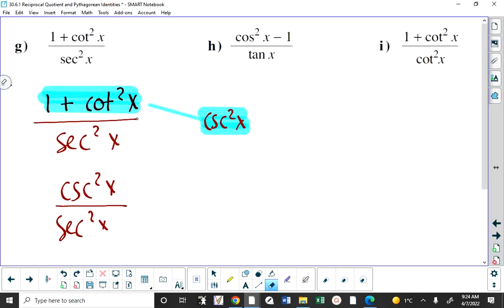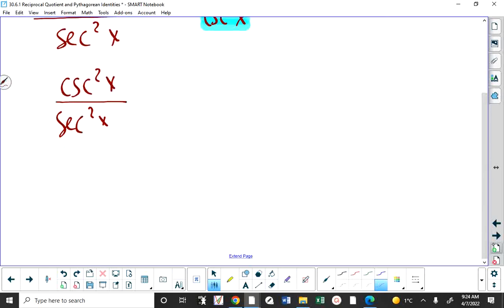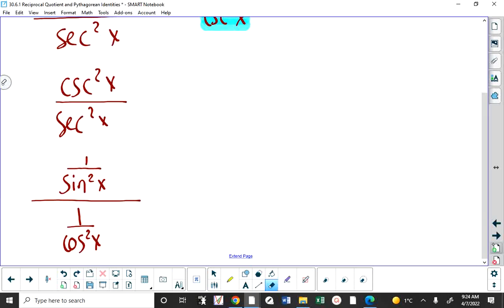Now what I'm going to do is write everything in terms of sines and cosines. So cosecant squared, in the numerator of this, cosecant squared is 1 over sine squared. In the denominator, secant squared is 1 over cos squared. And I've exaggerated the main fraction, but I really think it's important that you understand where the middle of the fraction is. Now I have things that need to go.